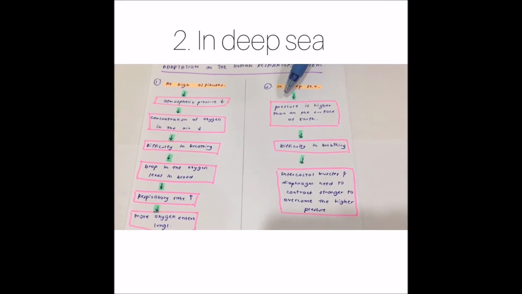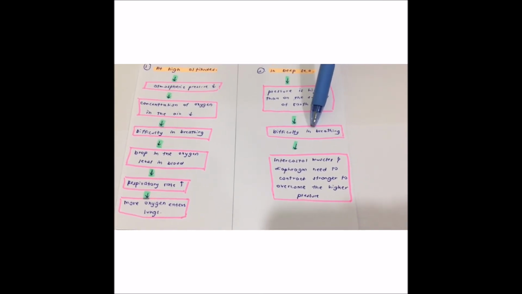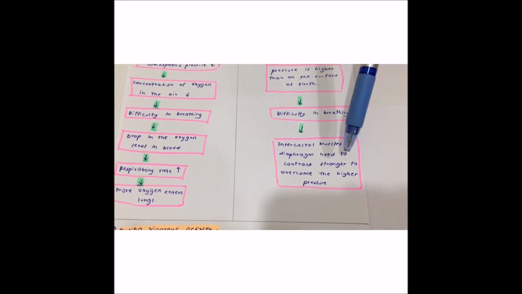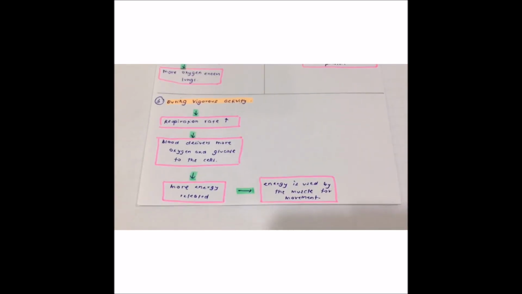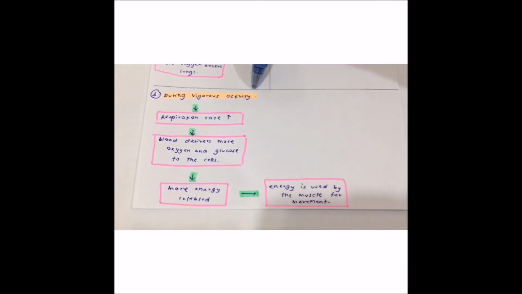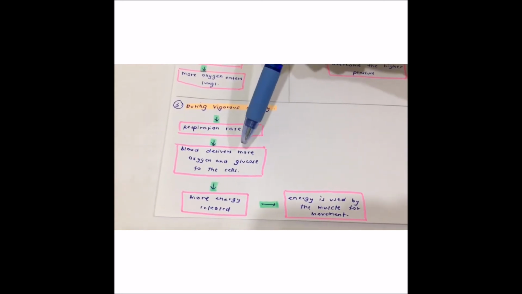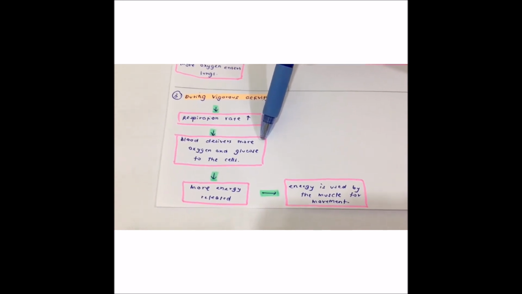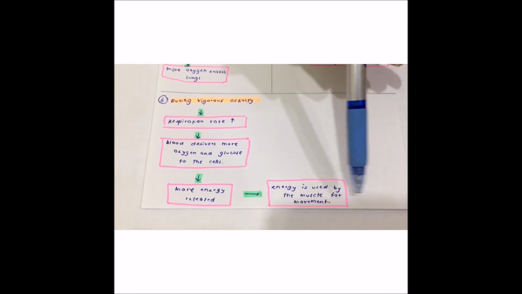Our second situation is in deep sea. In deep sea, the pressure is higher than on the surface of Earth, which causes difficulty in breathing. So when there is difficulty in breathing, the intercostal muscles and diaphragm will need to contract stronger to overcome this higher pressure. Our third situation is during vigorous activity such as jogging, running or doing any kind of sport, where your respiratory rate will increase and blood will deliver more oxygen and glucose to the cells. When more oxygen and glucose are delivered to the cells, more energy will be released, and this energy will be used by the muscle for movement.